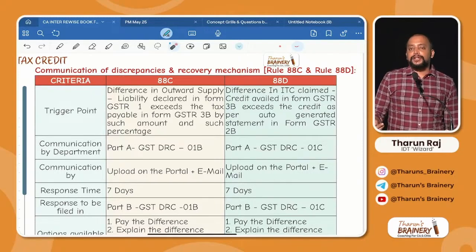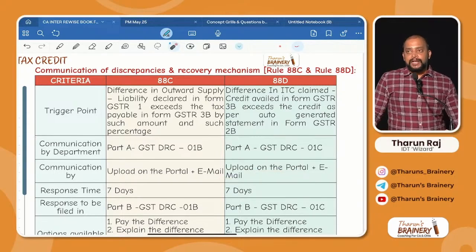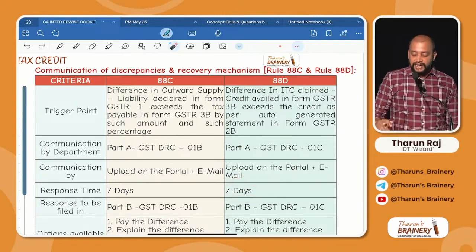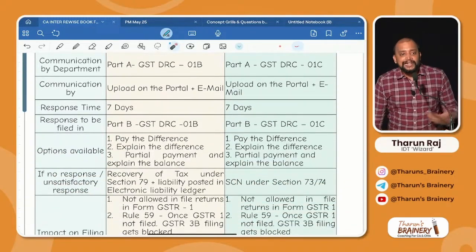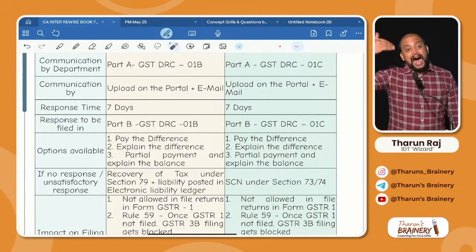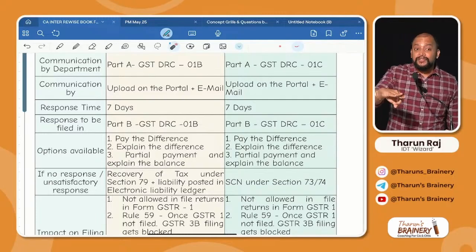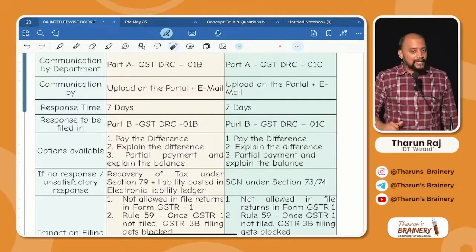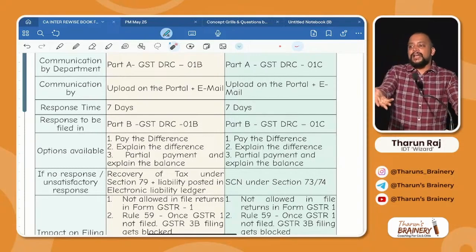So how will they give the notice? Either they will upload it on the portal or they will send it over mail. You need to give a reply. What is the time limit within which you need to give a reply? 7 days. What is the reply that you will give? Suppose it is a genuine case. What are the genuine cases? Number 1, it is your RCM liability. There are 3 cases where, even though not reflected in 2B, you can take it. What are they? Number 1, RCM. So prove that it is RCM liability.